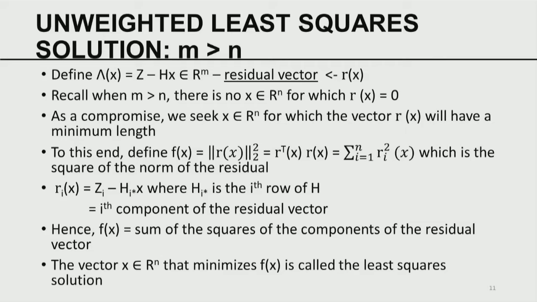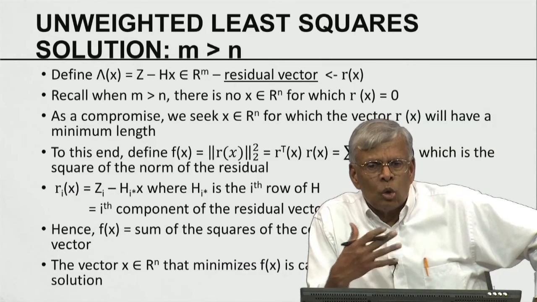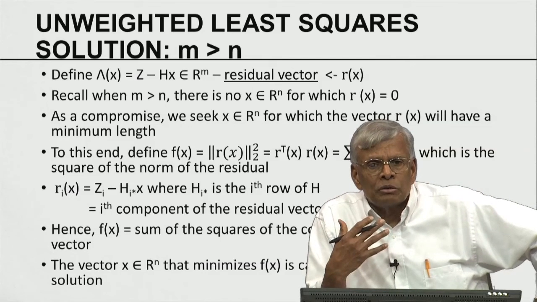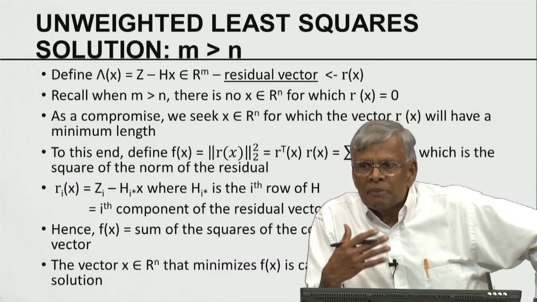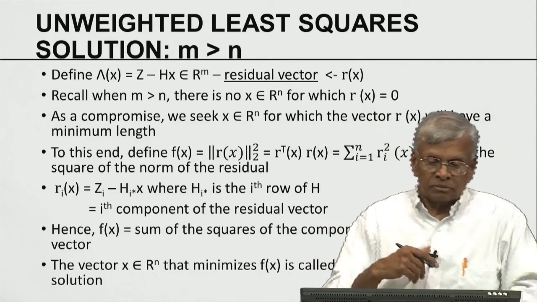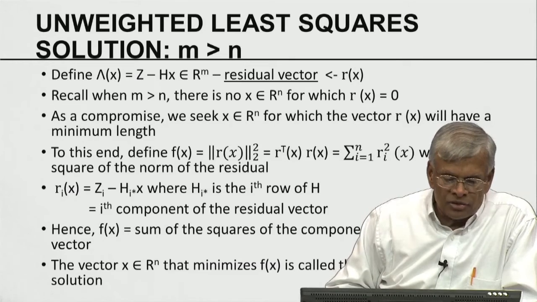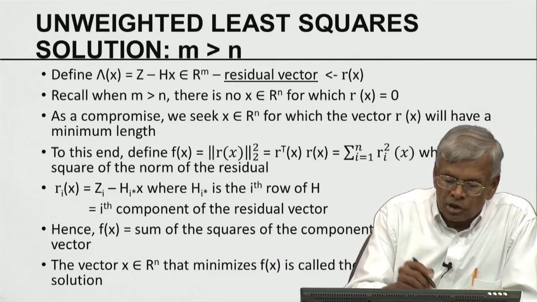So now that we have seen the formulation of the problem, linear static deterministic linear least square problems have two versions. One is the underdetermined, another is the overdetermined. Now I am going to move towards developing a strategy to solve the problem. So what is the method? The method is called unweighted least square solution. I am going to consider the overdetermined case.